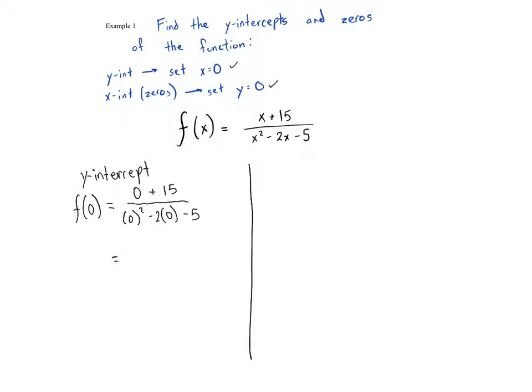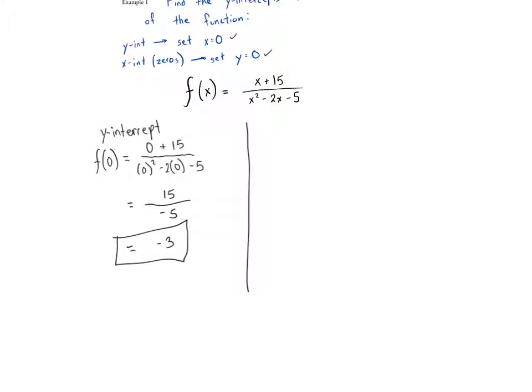So what are we getting? Top is 15, bottom is negative 5. 15 divided by 5, you get negative 3. So there's our y-intercept. Let's write it as a coordinate point, an xy point. X is 0, y is negative 3. Just like we said, where it crosses the y-axis, the vertical axis, x equals 0, and y equals negative 3.